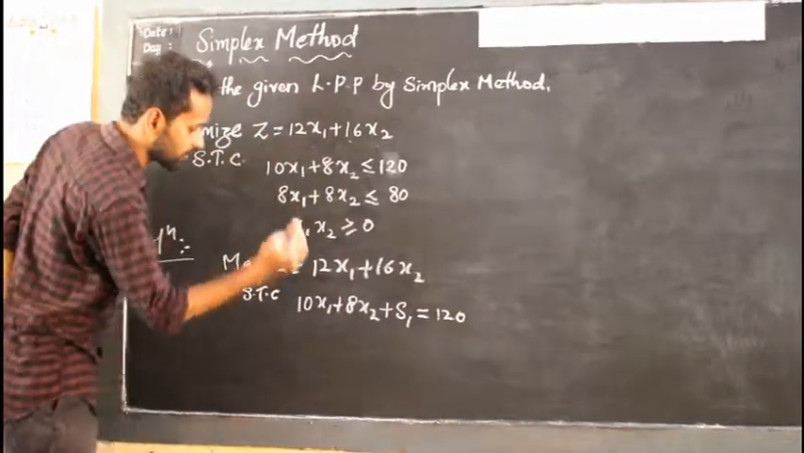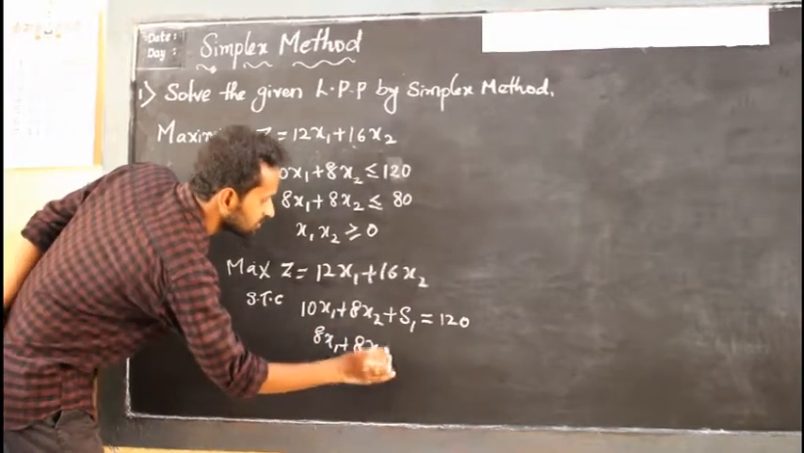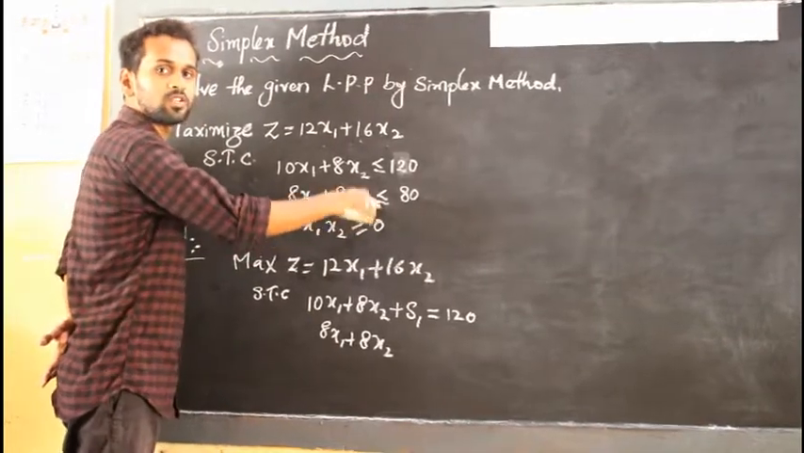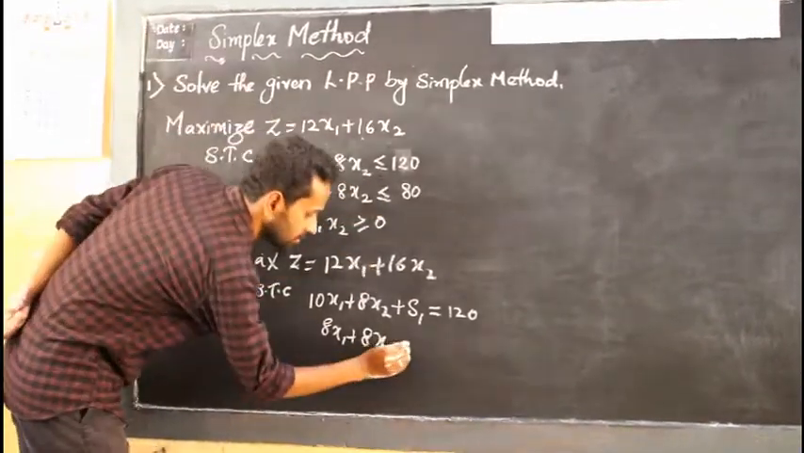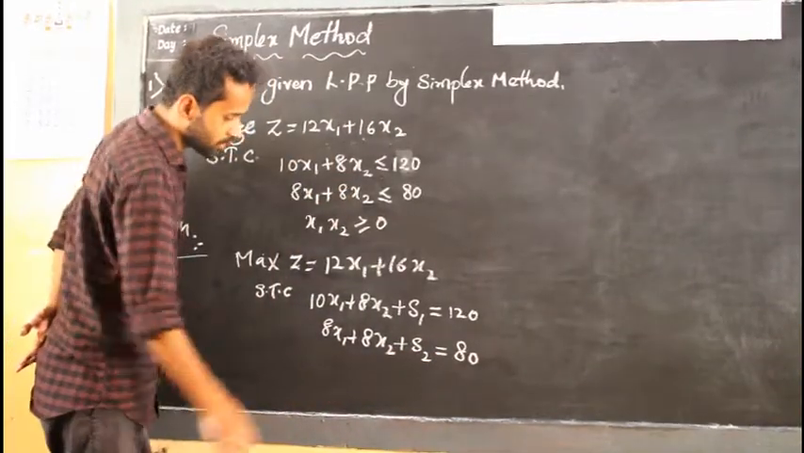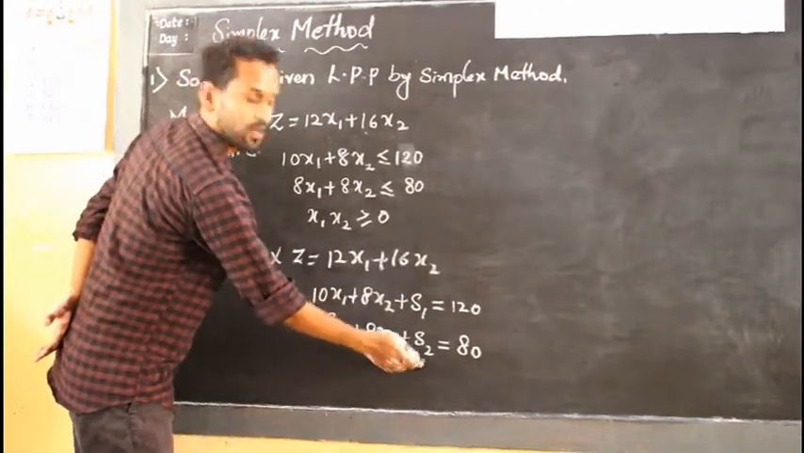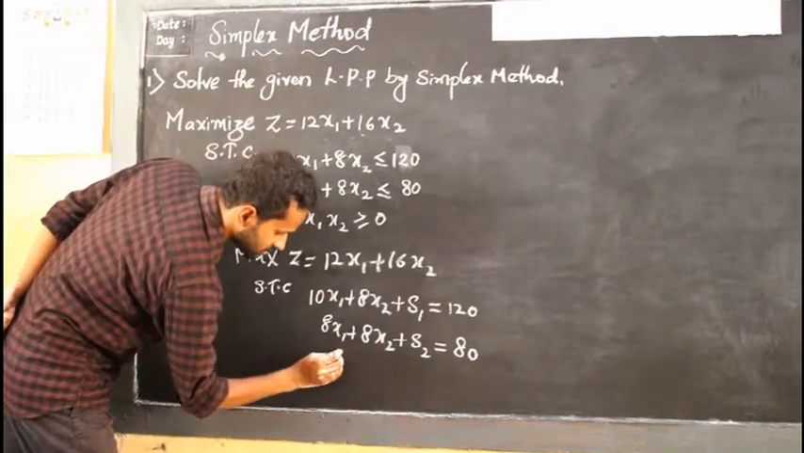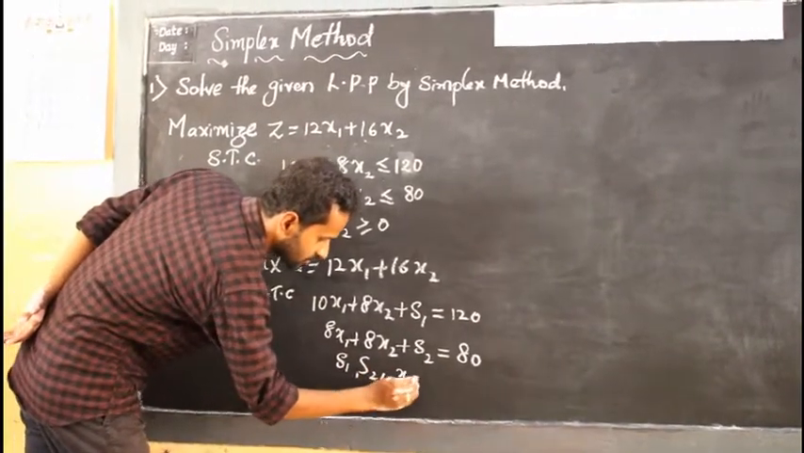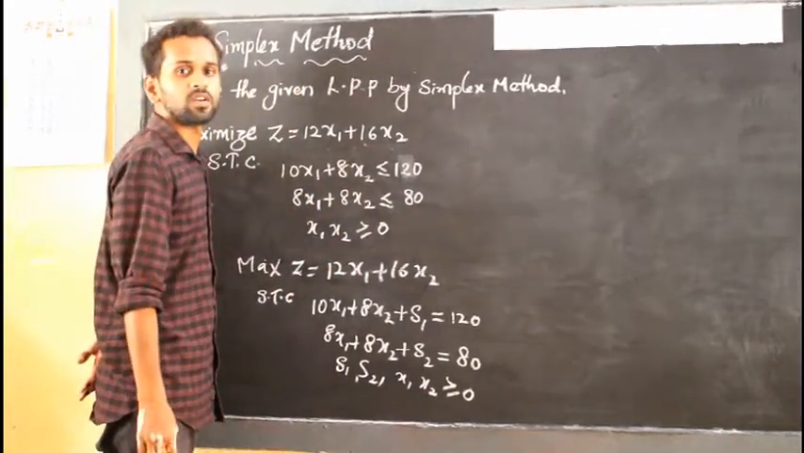Get it? So now I take the second constraint, that becomes 8x1 plus 8x2. Since I again have less than or equal to 80, I again convert it into an equation by using a slack variable. I introduced here s2 equal to 80. So now what is the system of variables I have here? x1, x2, s1, s2. All these should be non-negative conditions only: x1, x2, s1, s2 greater than or equal to 0.